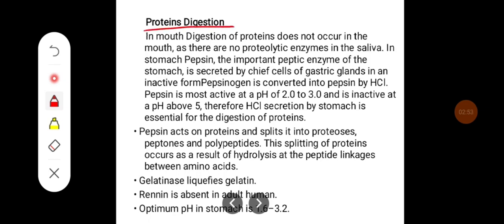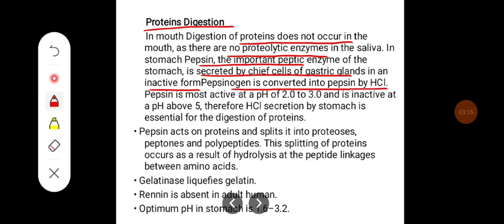Proteins digestion. In mouth, digestion of protein does not occur as there are no proteolytic enzymes in saliva. In stomach, pepsin, the important peptic enzyme of the stomach, is secreted by chief cells of gastric glands in an inactive form. Pepsinogen is then converted into pepsin by HCl.